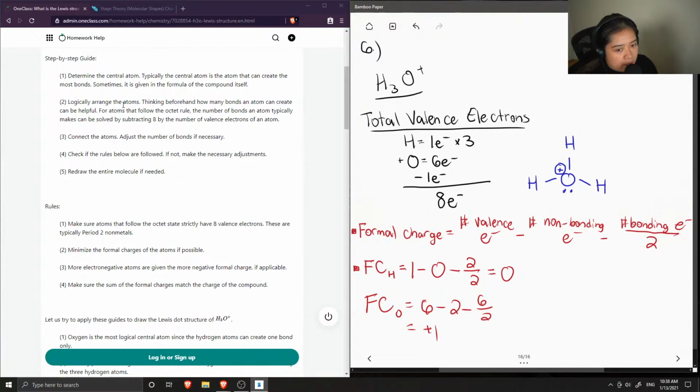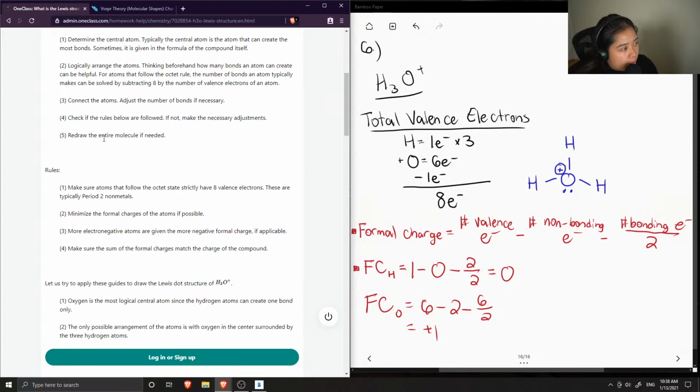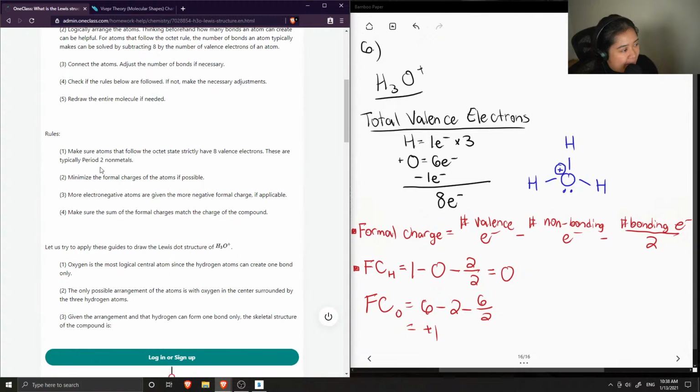Step 2 is to logically arrange the atoms. Thinking beforehand how many bonds an atom can create can be helpful. And for atoms that follow the octet rule, the number of bonds an atom typically makes can be solved by subtracting the number of valence electrons of an atom from 8. Yeah, that's another way of doing it as well. Step 3, we can connect our atoms, adjust if necessary. Step 4, check if the rules below are followed. If not, make the necessary adjustments. Step 5, redraw the entire molecule if needed. Hopefully you don't need to get to that point.